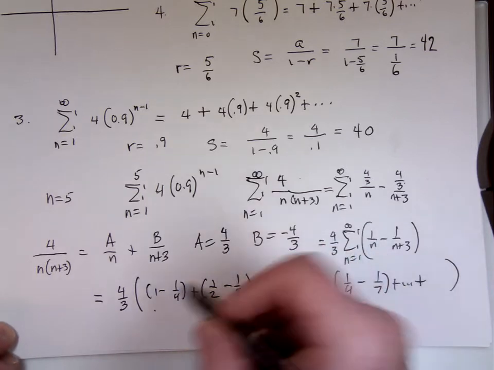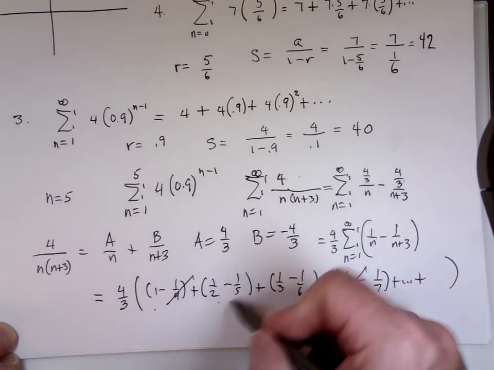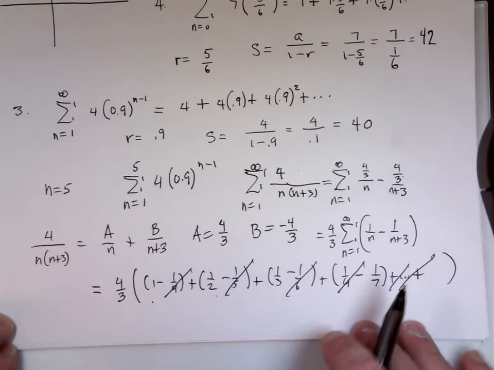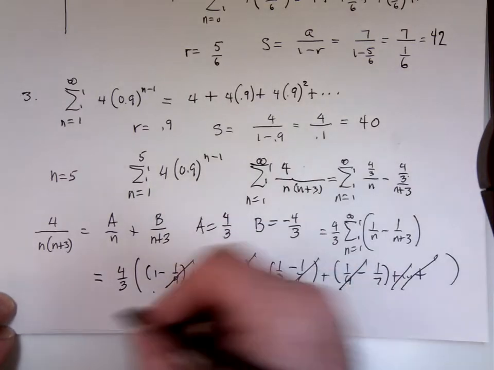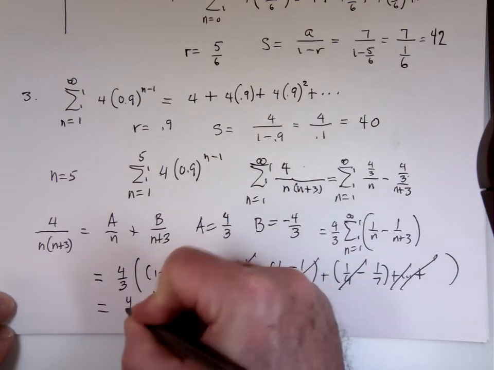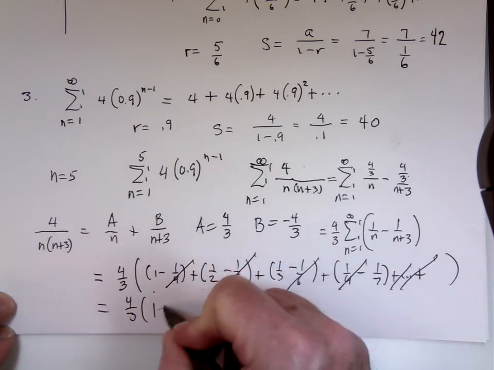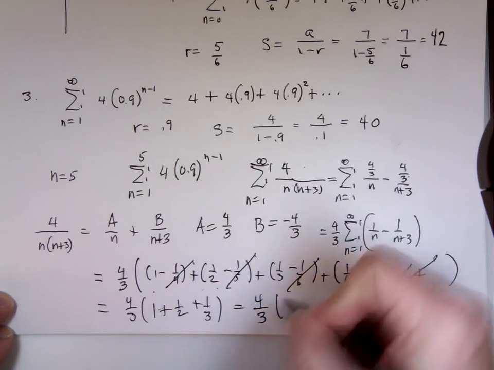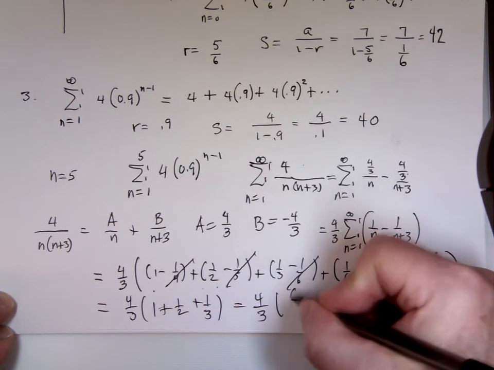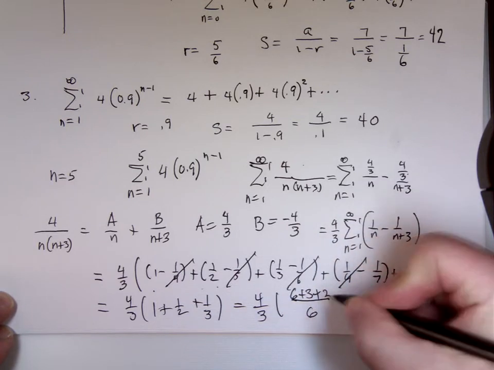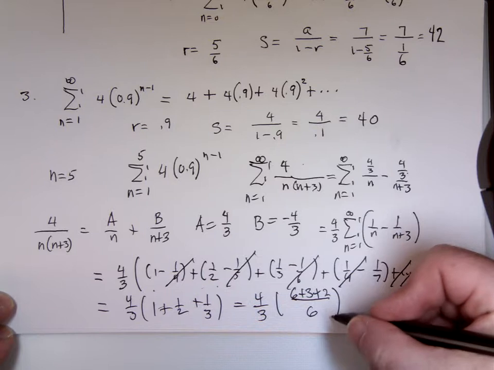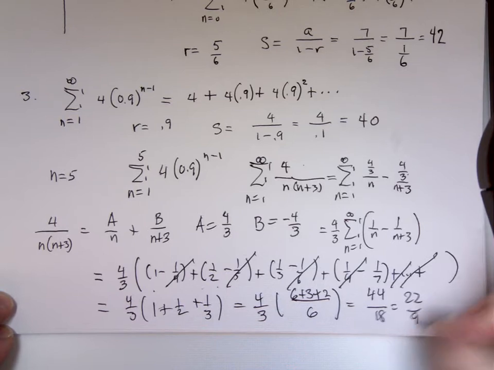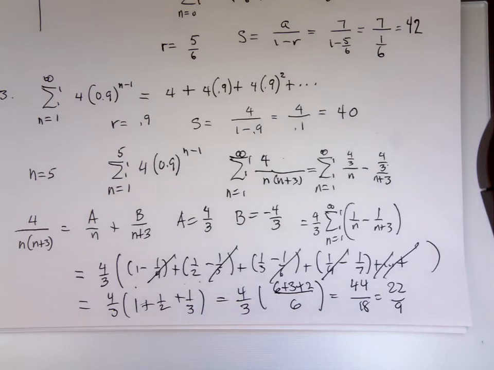What happens here is the 1/4 cancels out the 1/4. The 1/5 will get canceled out by the next term. The 1/6 will get canceled out by the next term, etc. The only thing that will remain will be the 1, the 1/2, and the 1/3. And when you go to 6 on those, you get 6 plus 3 plus 2. You get 11 over 6. So we'll get 44 over 18, 22 ninths. So the answer should be 22 ninths on that one.